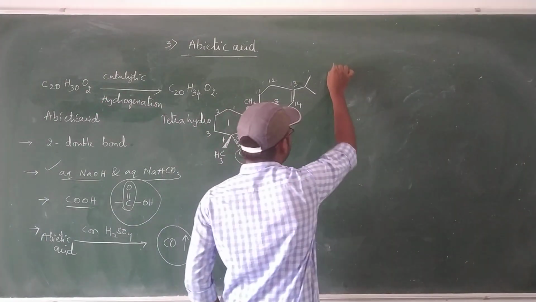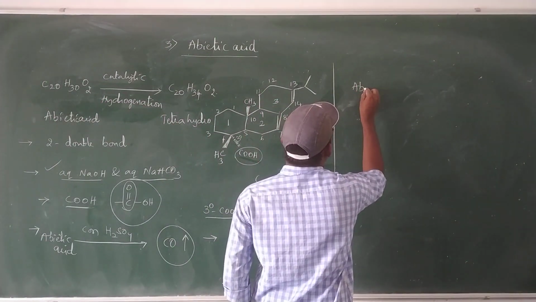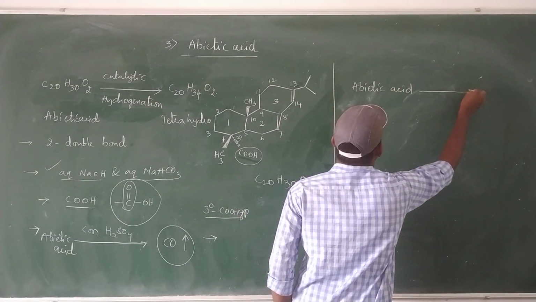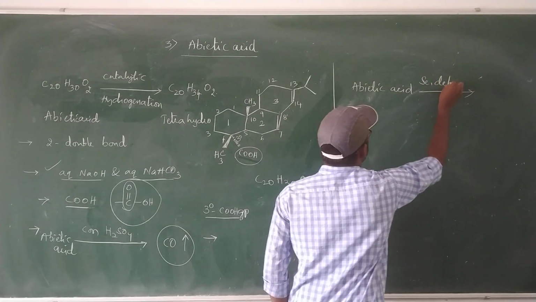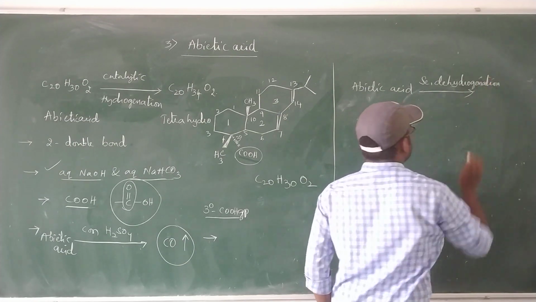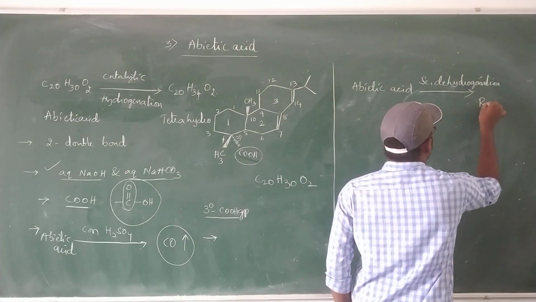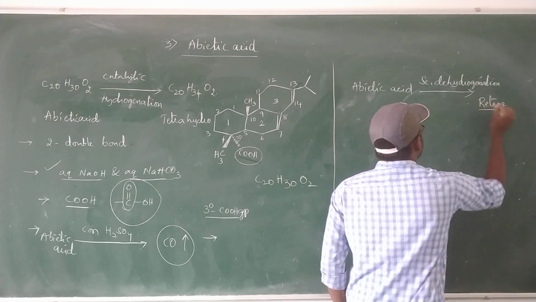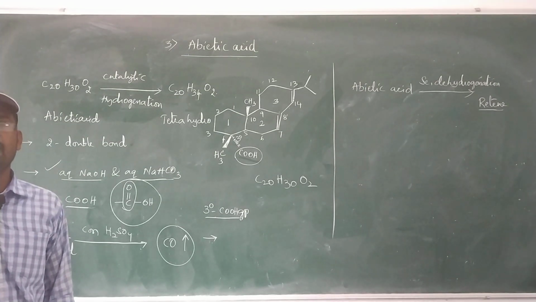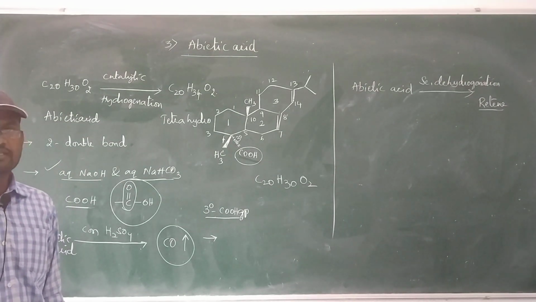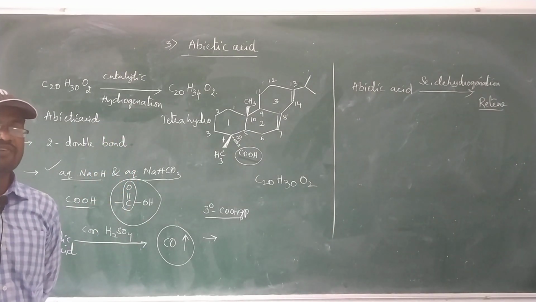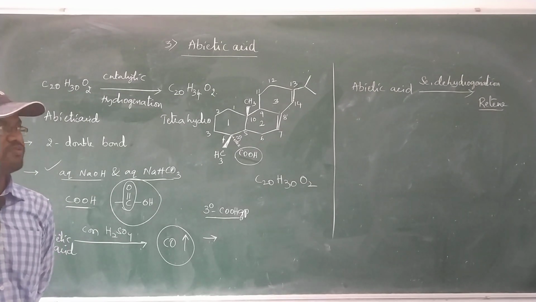Next, ebitic acid undergoes selective dehydrogenation. Selective dehydrogenation gives retene. By studying the structure and preparation of retene, we get the total structure and stereochemistry of ebitic acid. So that's why we have to study retene. It is essential to study retene.